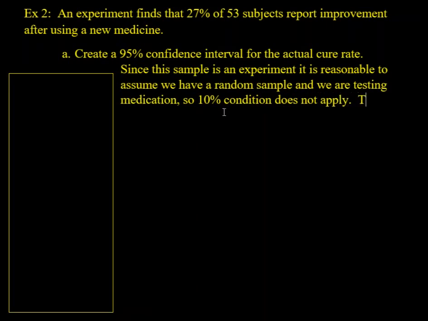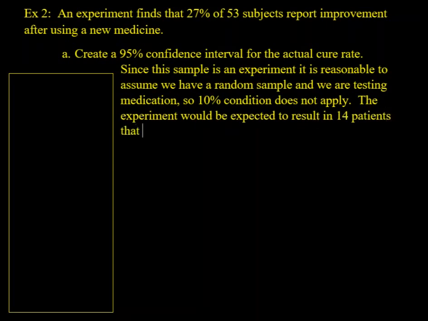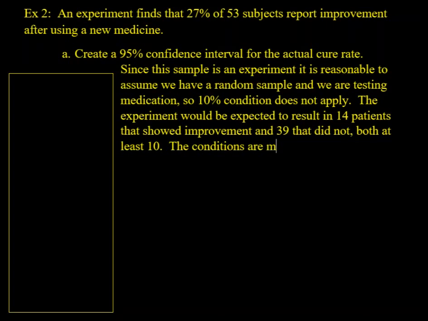The experiment would result in 14 patients that showed improvement and 39 that did not. Both at least 10. The conditions are met. I will use the normal model for a 1 proportion Z interval.